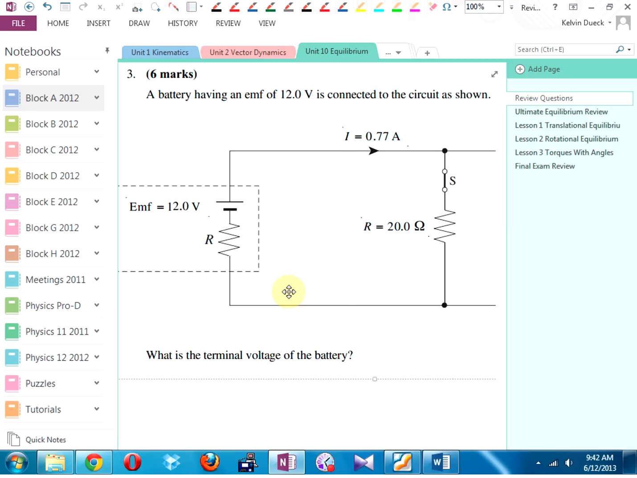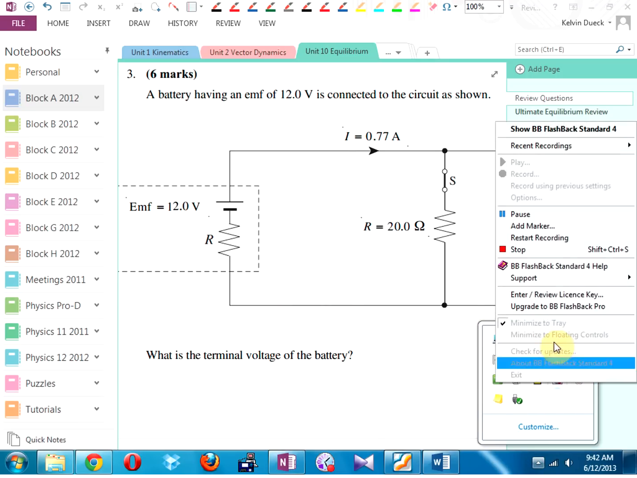I am going to print this up for you in just a second. Let me first of all hit pause. I think I've got time to even send this to the photocopier.